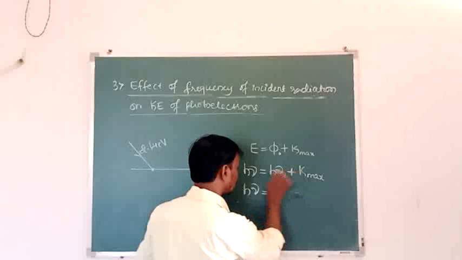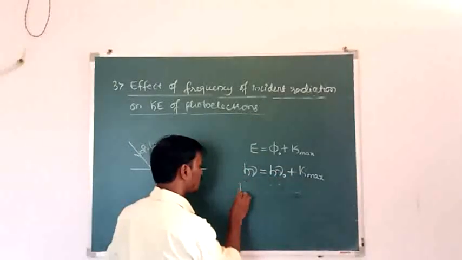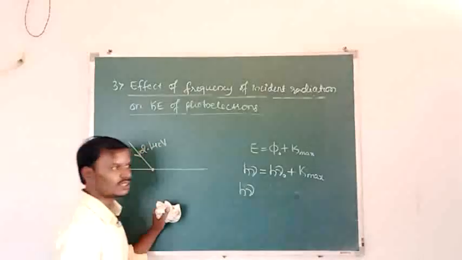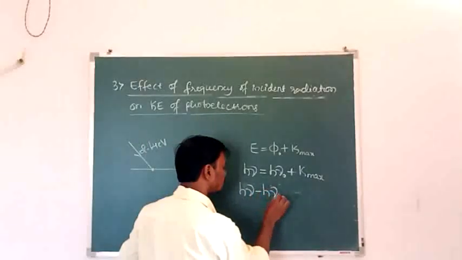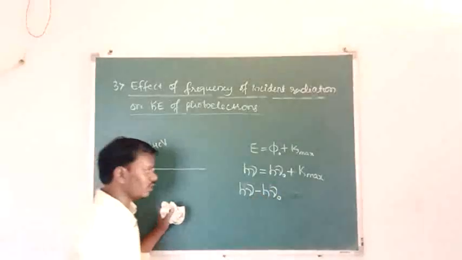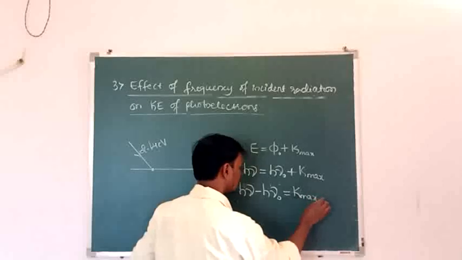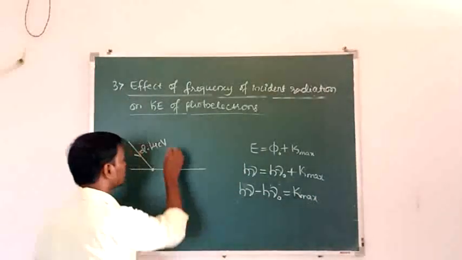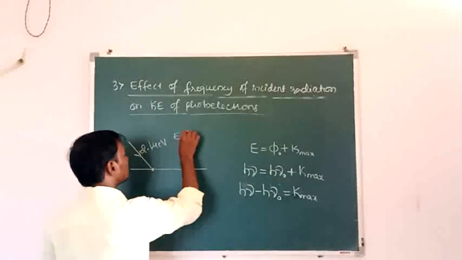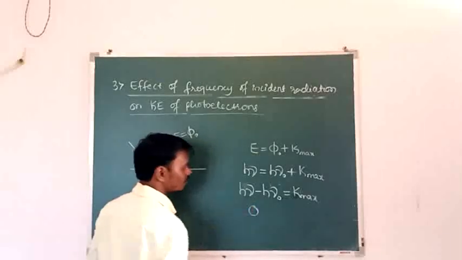If h nu and h nu naught are both equal, I will take h nu naught to the left hand side. H nu is nothing but the energy of incident radiation. H nu naught is nothing but the work function of the metal, and that is equal to the kinetic energy of the ejected electron. Then if the energy of incident radiation and work function are both equal, this one becomes 0.